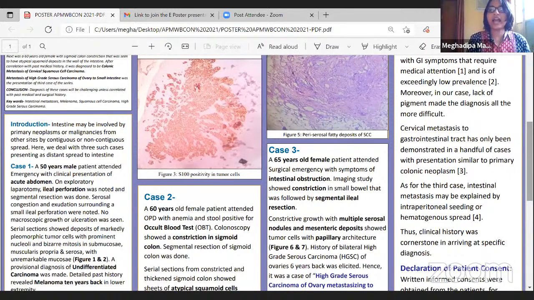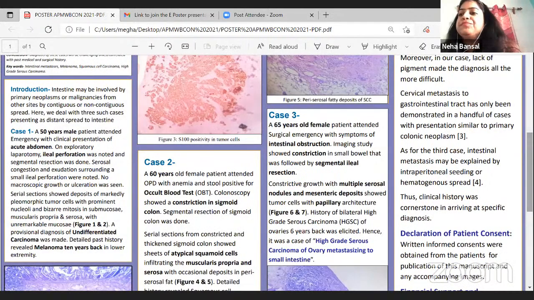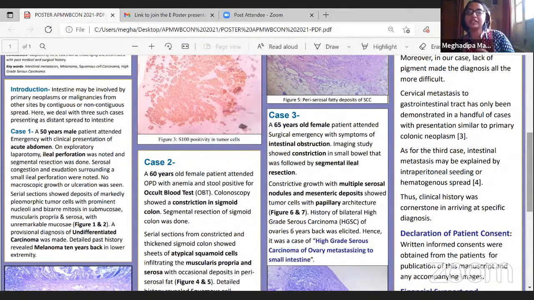And as for the third case of ovarian metastasis, we have seen that it has been discussed that the mode of metastasis may be through intraperitoneal seeding or hematogenous spread. So the common dilemma in all the three cases was that they were masquerading a primary colonic neoplasm, which was the main problem.